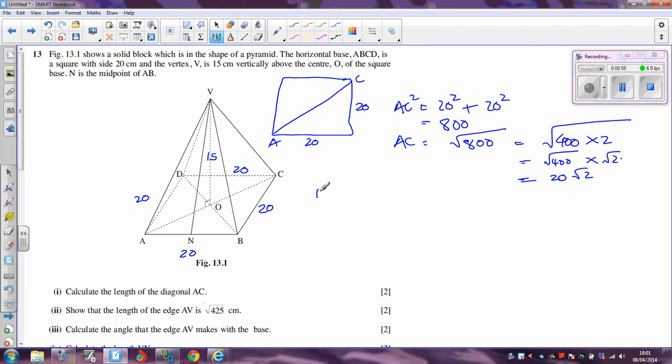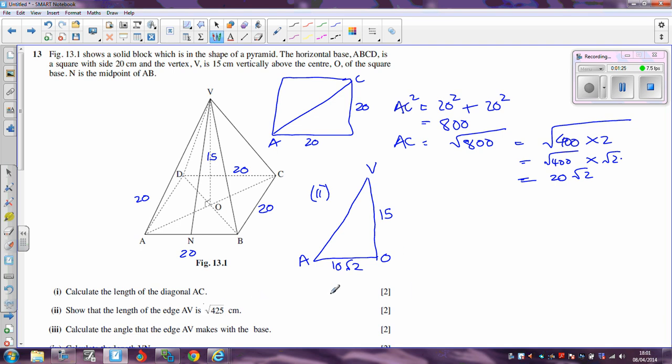Okay, in part 2, I'm now asked to find the length AV, so that's the distance from here to here. And the easiest way to do that is to use the triangle which goes from V down to O, where the height is 15, and then from O to A, because I've just worked out the distance from A to C, which is 20 root 2, which means that the distance from A to O must be half of that, so it must be 10 root 2.